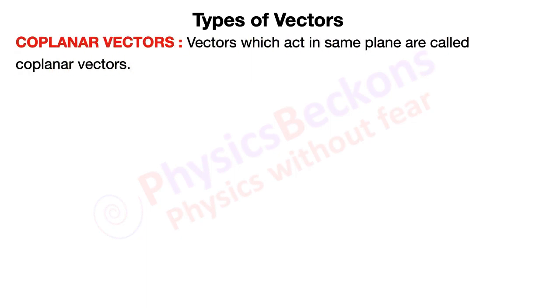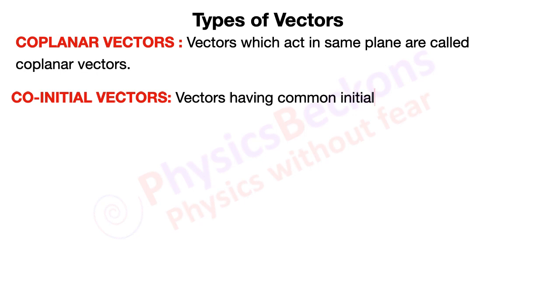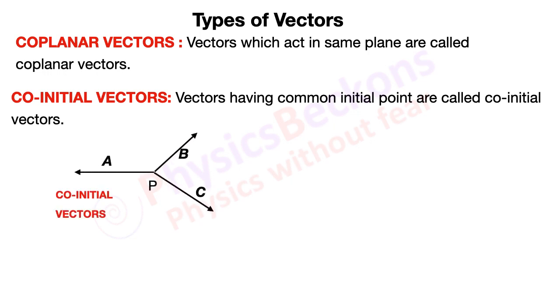Continuing with types of vectors, we have another special kind called coplanar vectors. As the name suggests, vectors which act in the same plane are called coplanar vectors. Co-initial vectors: vectors having a common initial point are called co-initial vectors. You can see the diagram. Here we have three vectors, vector A, vector B, vector C, with a common initial point P.